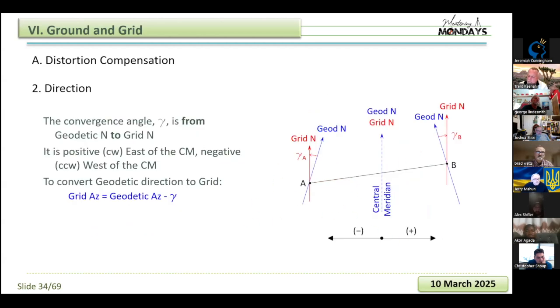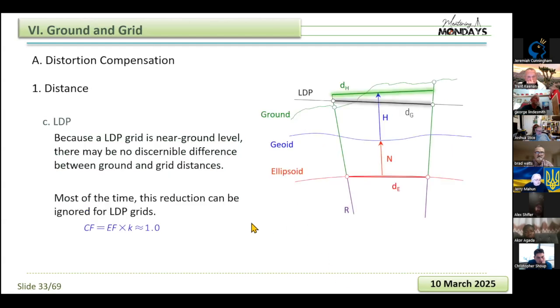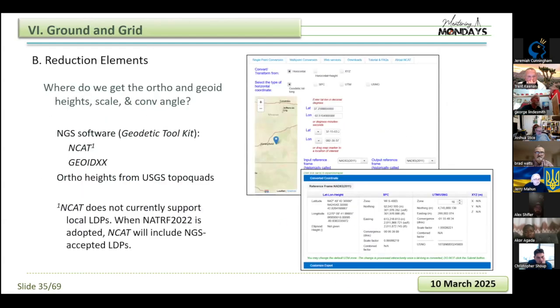Convergence, real simple. That's a function of longitude. If we know where we are longitudinally in our projection, we know we can figure out what our convergence is. Then we just subtract convergence from the geodetic azimuth to get the grid azimuth. Bang, add, multiply, piece of cake.